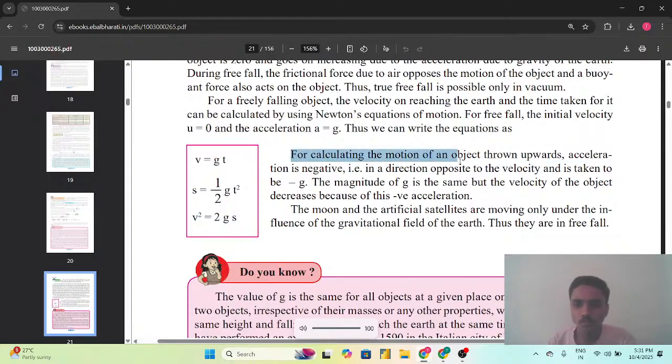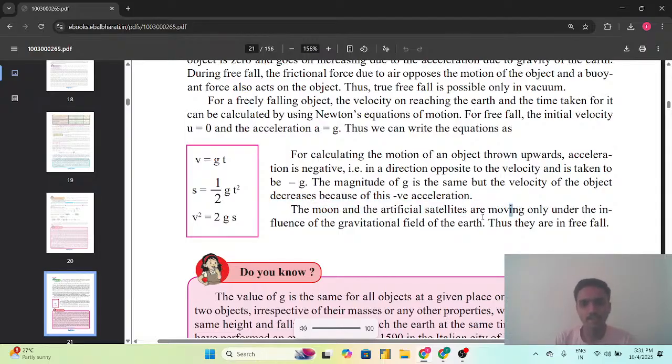So for calculating the motion of an object thrown upwards, acceleration is negative. Suppose we throw an object in the upward direction, so the acceleration due to gravity is acting in the downward direction. That means it is in the opposite direction of the motion of the object. So the acceleration due to gravity will be negative here, that is, in the direction opposite to the velocity, and is taken to be minus g. The magnitude of g is the same, but the velocity of the object decreases because of this negative acceleration.